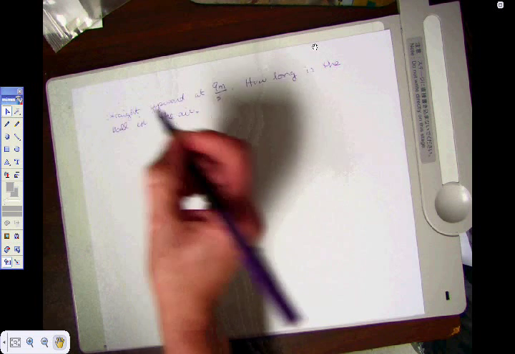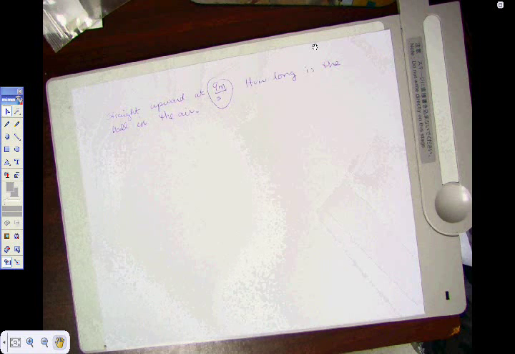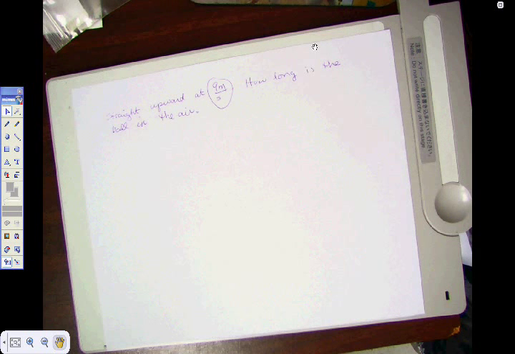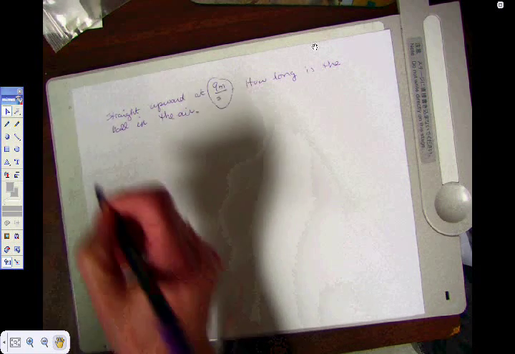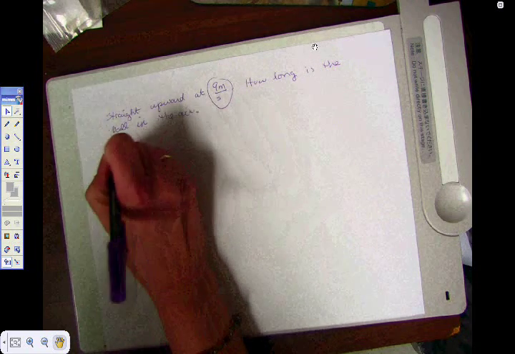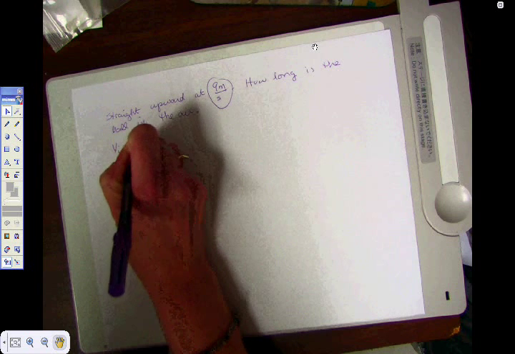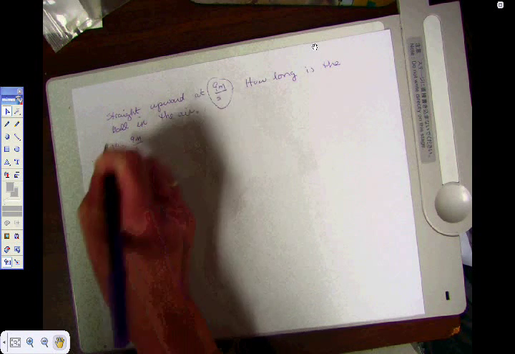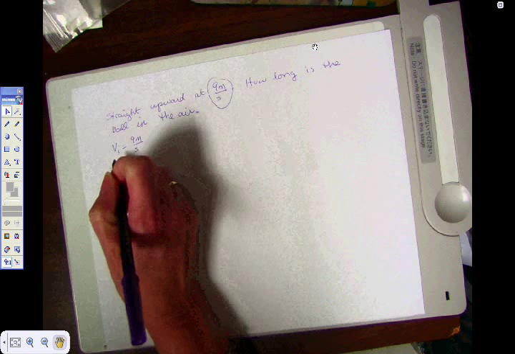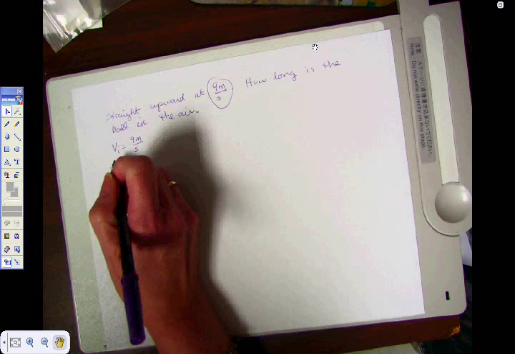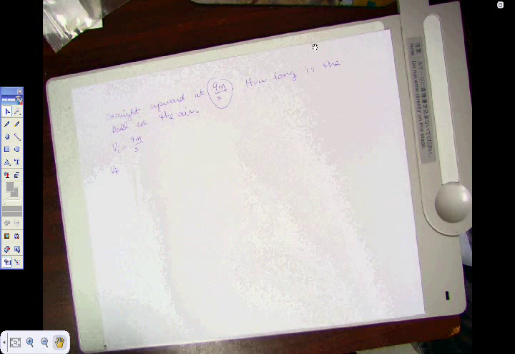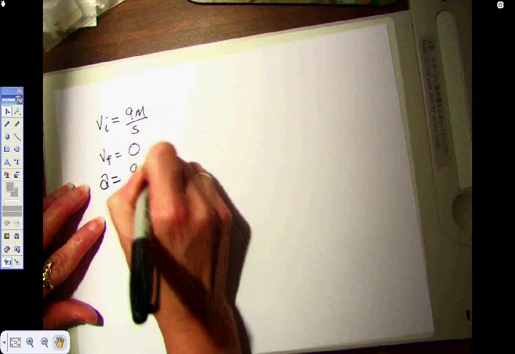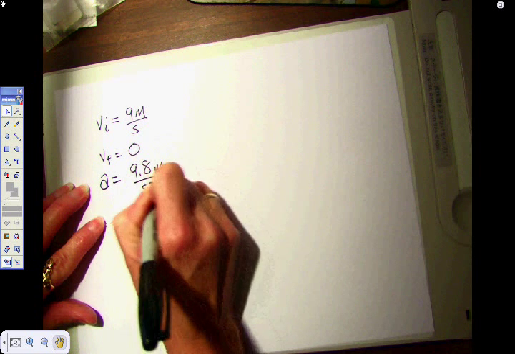Now, when I circle this, that gives me 9 meters per second is the what? What variable? And which one, initial or final? It's initial velocity. Okay. Final. 9.8 meters per second squared.